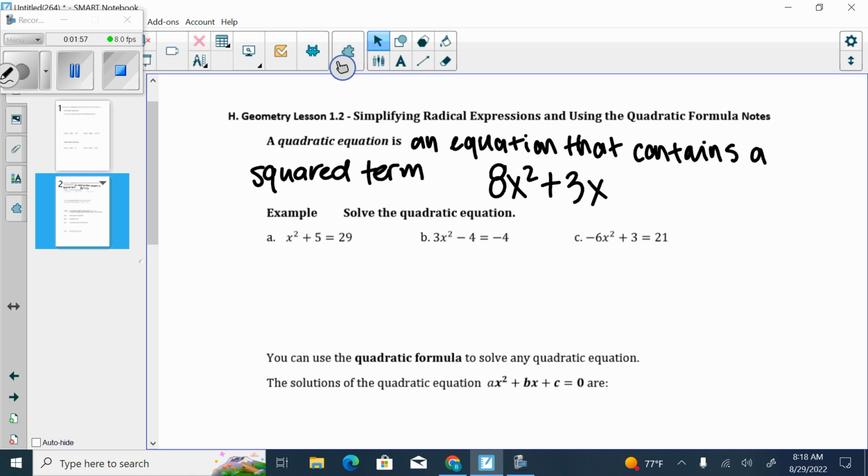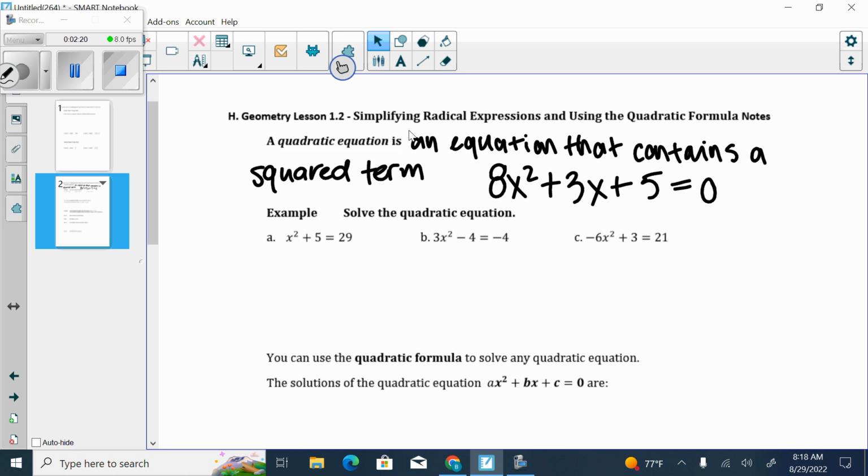But typically, yes, as somebody said first, we do have all three terms, so it might look something like this: our x squared, our x, and our constant. And we want to set that always equal to 0 before we solve, okay? All right, so in this first set of examples, they tell us to solve these three quadratic equations.